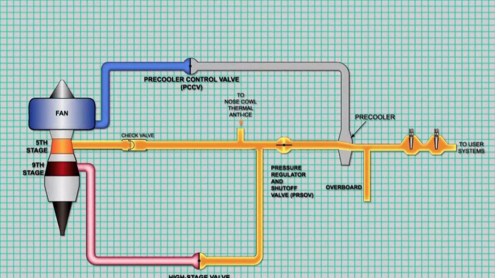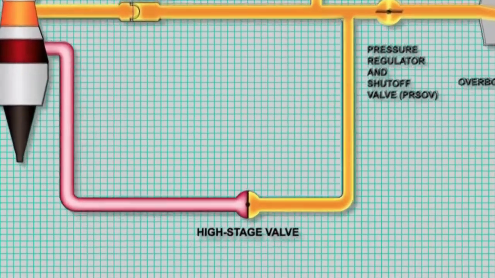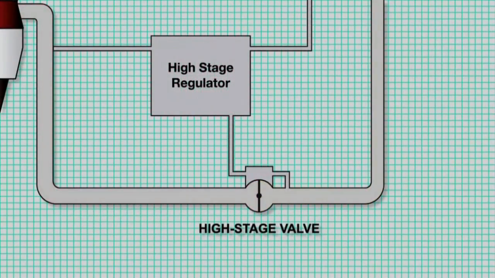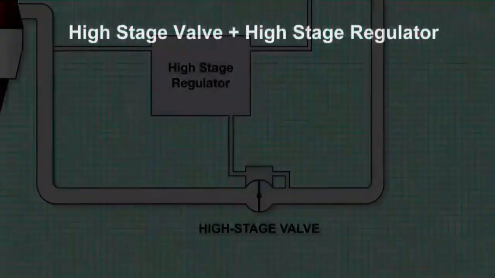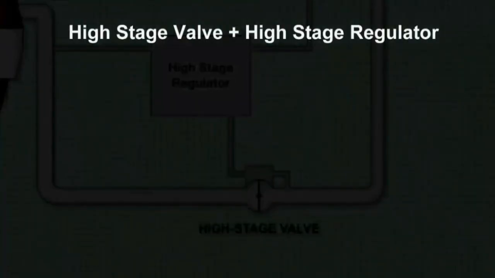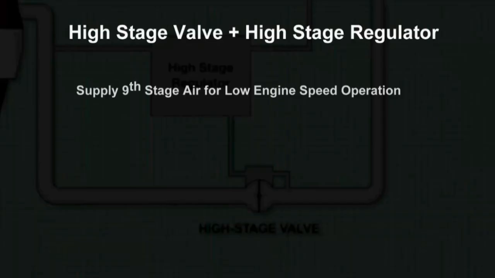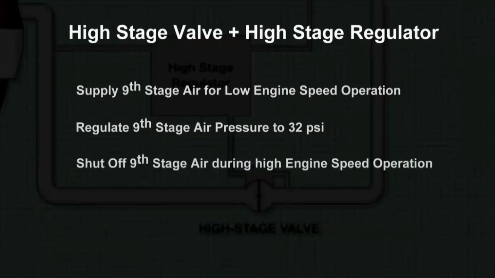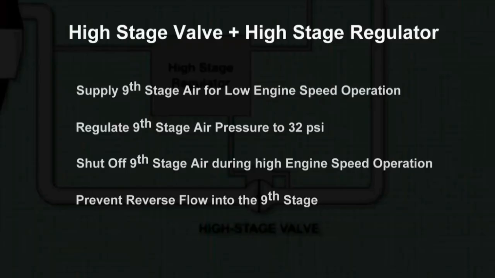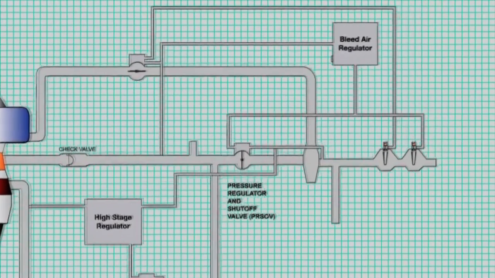As we have seen, the system uses either ninth stage air or fifth stage air during different phases of operation. The flow of ninth stage air is controlled by the high stage valve and high stage regulator, or HSR. Together, the HSR and HSV supply ninth stage air for low engine operation, regulate the pressure of ninth stage air to 32 psi, shut off ninth stage air during high engine operation, and prevent reverse flow into the ninth stage.